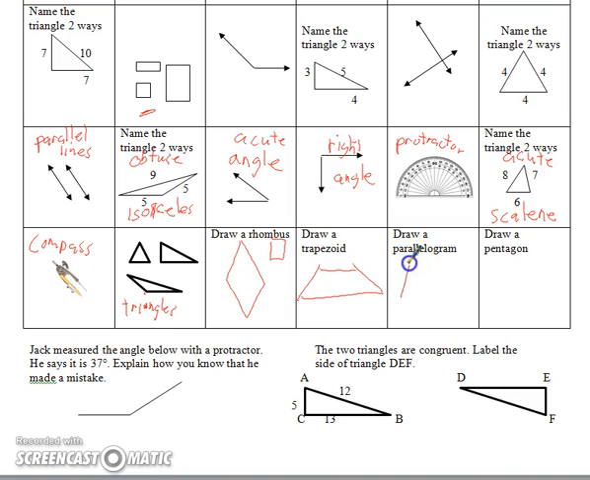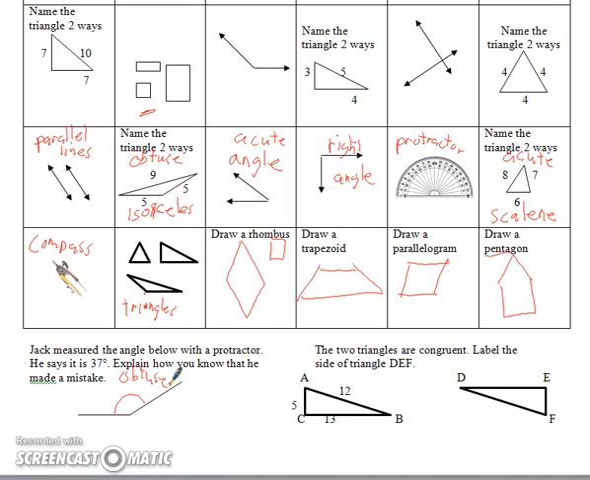Parallelogram, top and the bottom are parallel, and the two sides are parallel. Pentagon means I'm going to have 5 sides. The one that most people draw that looks like your house or home plate works. Jack measured the angle below with a protractor. He says it's 37 degrees. Explain how you know he made a mistake. Well, the angle's going from there to there, and it's bigger than a 90, so I know it's obtuse, and obtuse has to be larger than 90. So he used the wrong set of numbers on the protractor.